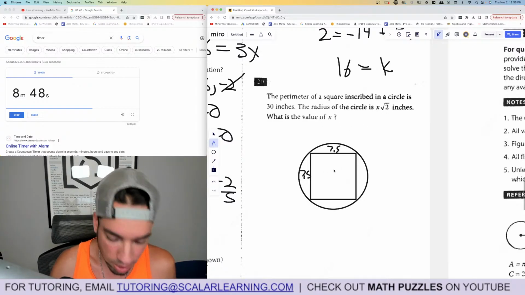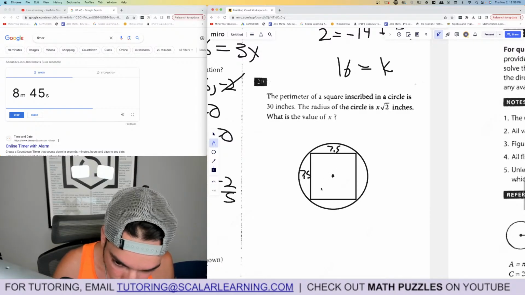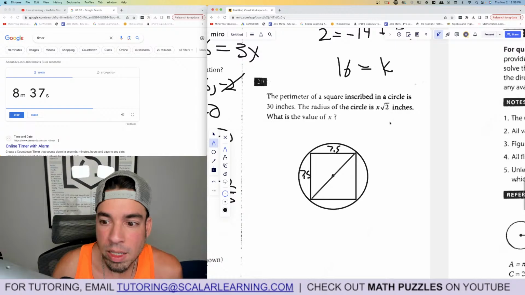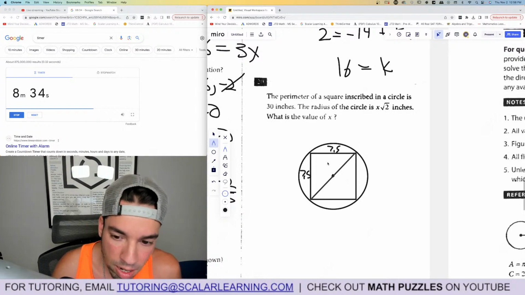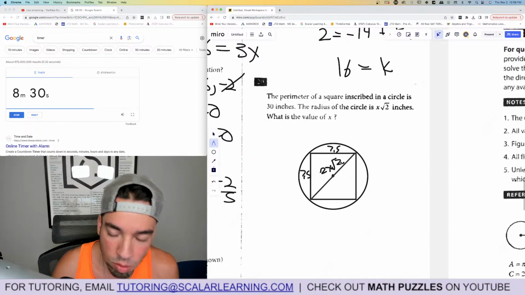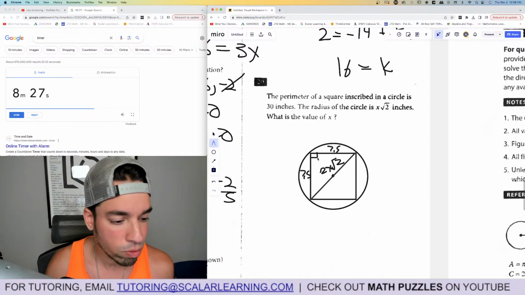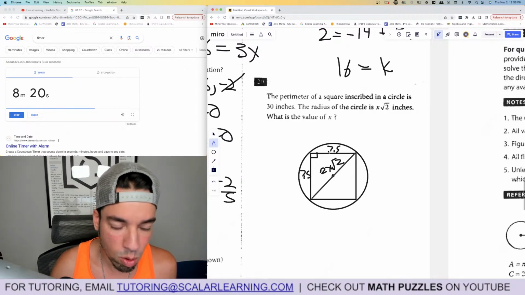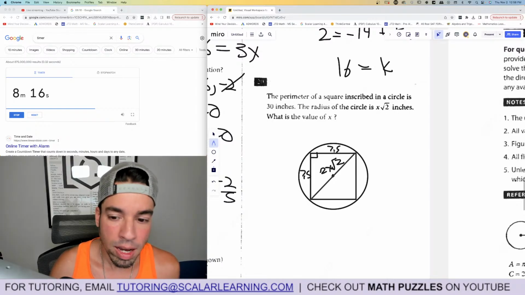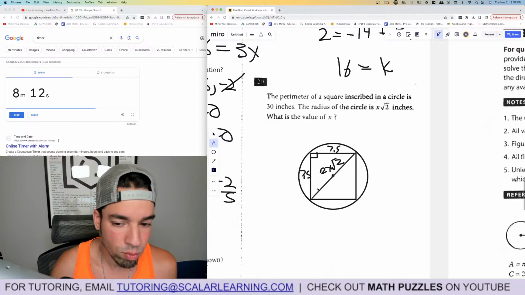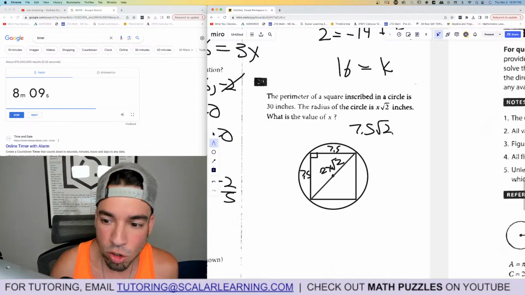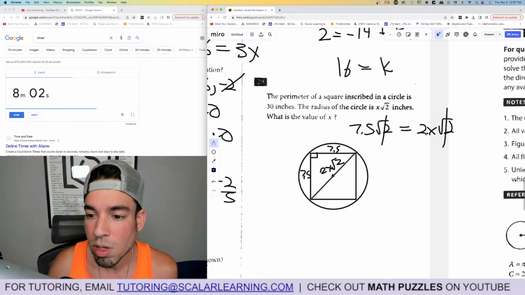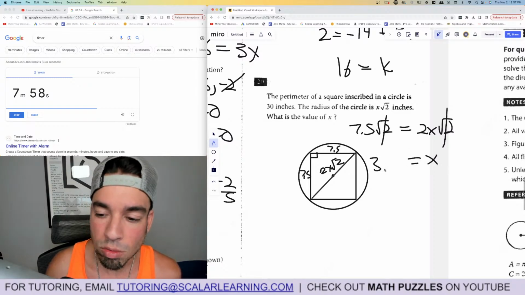The radius of the circle is x rad 2. Hold on. So radius is x rad 2. I'm going to draw a full diagonal in, and I'll show you why in a second. If the radius is x rad 2, the full diameter of the circle is 2x rad 2. I'm doing this because now I have a nice little 45-45-90 right triangle. If you remember a 45-45-90 right triangle, I have this side and this side, they're equal. And then the hypotenuse is 7.5, meaning the leg, times rad 2. So 7.5 times rad 2 equals 2x rad 2. Now we can solve for x. Kill the radicals, divide both sides by 2, and x equals 3.75.